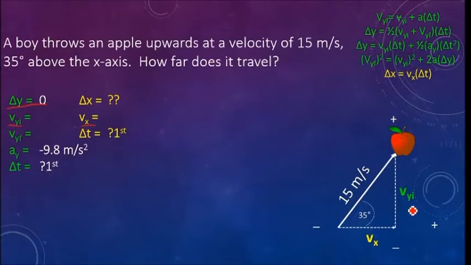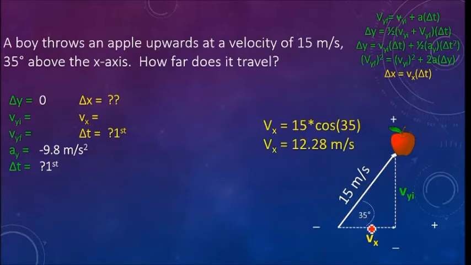We made a triangle of the initial velocities. If I shoot something up at 15 meters per second at 35 degrees, it will be moving sideways some amount, and it will be moving up some amount. Okay, so we're going to break that into pieces using our sines and cosines.